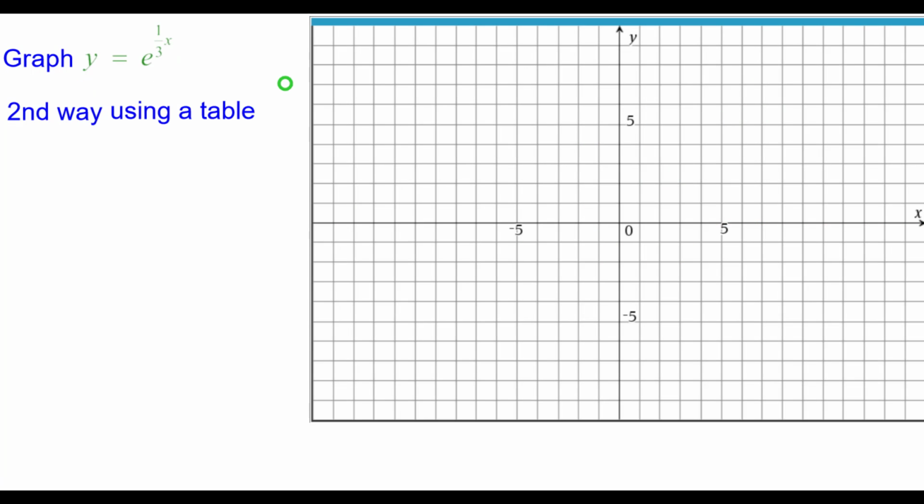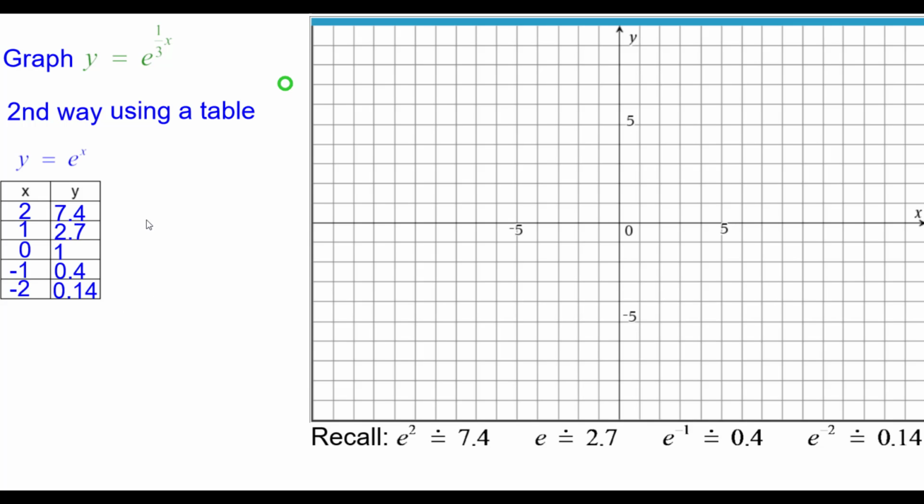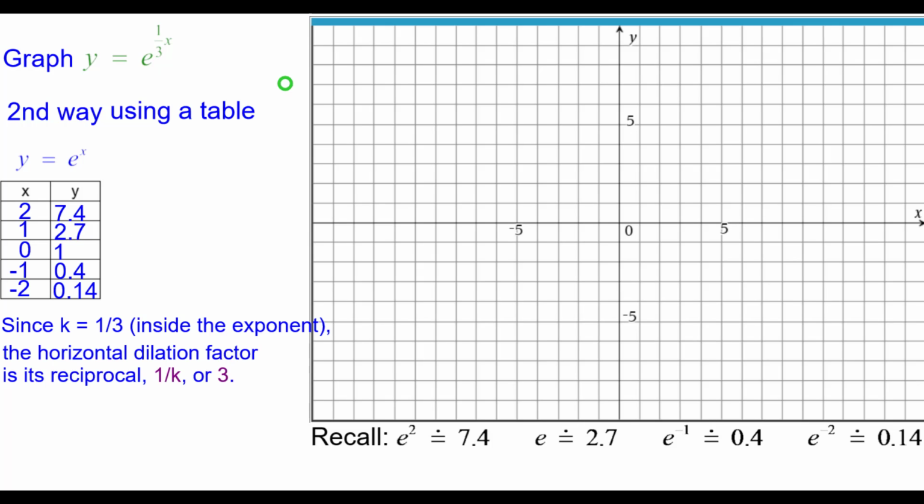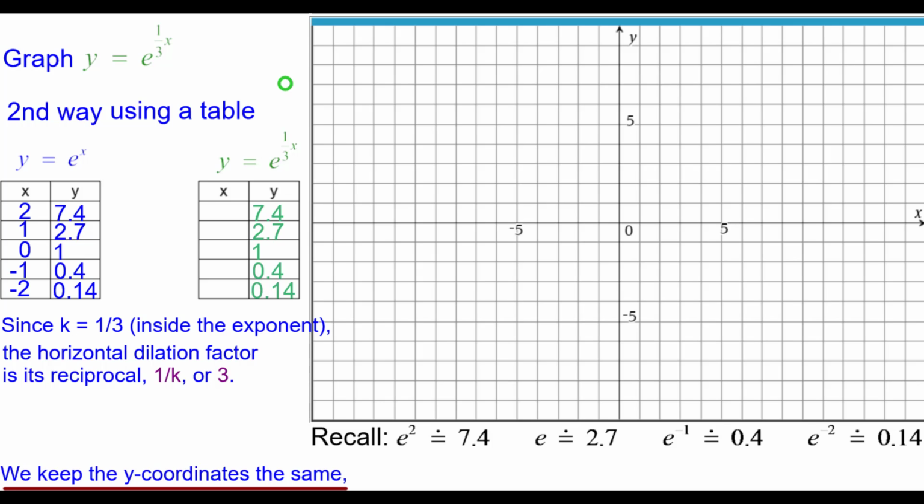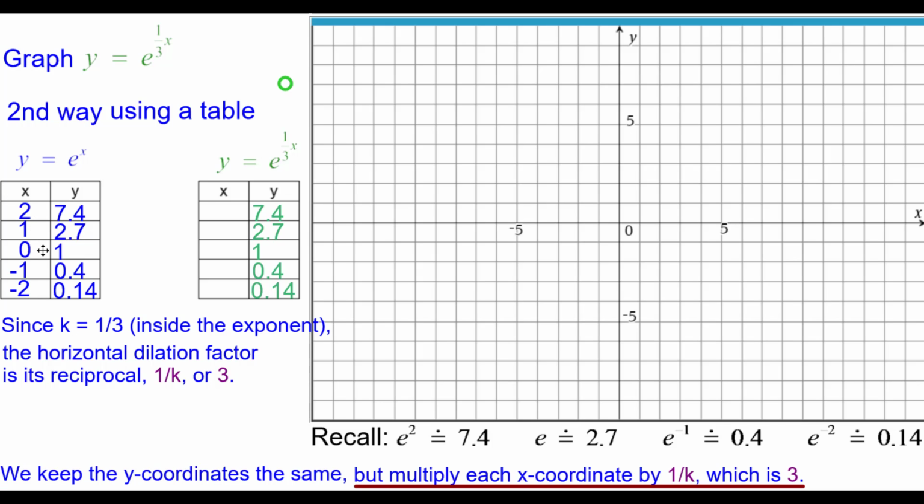Second way is using a table, and this is our 5-point standard e to the x table here, recalling these values. Since k is equal to 1/3 inside that exponent there, the horizontal dilation factor is its reciprocal, which is 3. So again, we keep the y-coordinates the same, as you can see here, but we multiply each x-coordinate by the reciprocal of k, which is 3. Namely, 2 times 3 is 6. So the point is going to be 6, 7.4. 1 times 3 is 3, 3, 2.7.